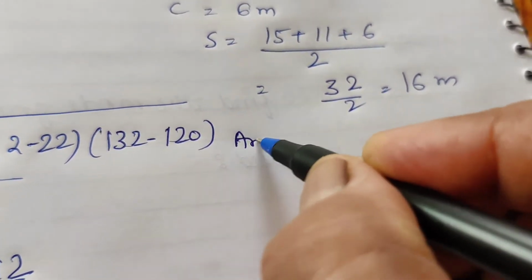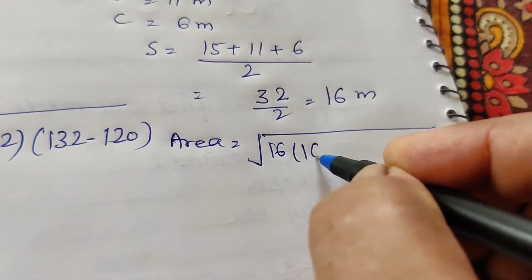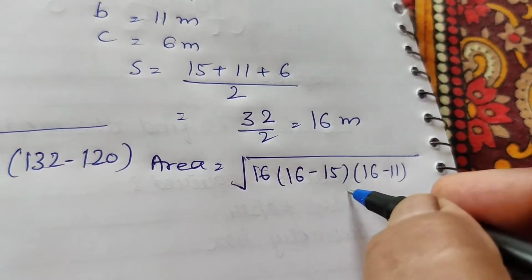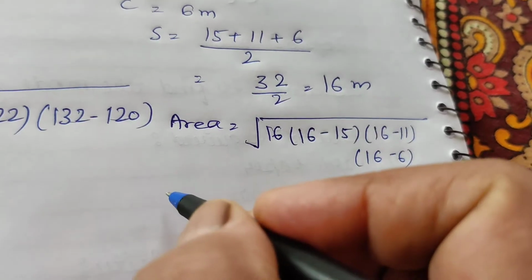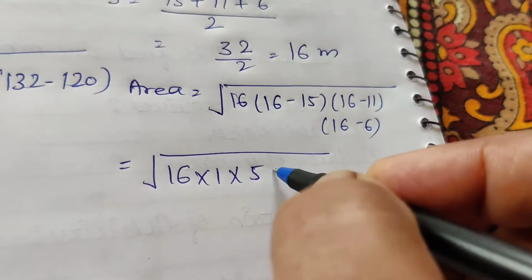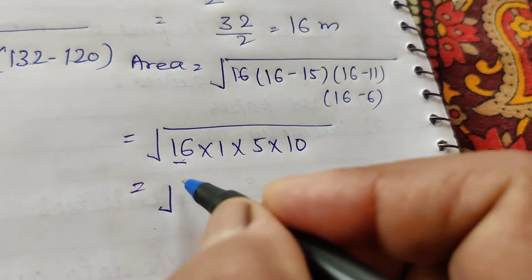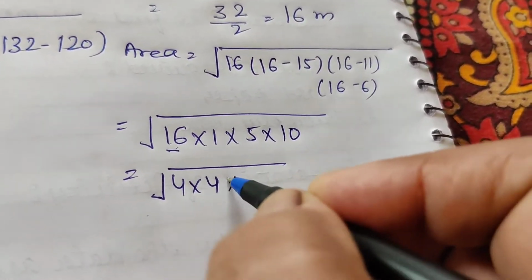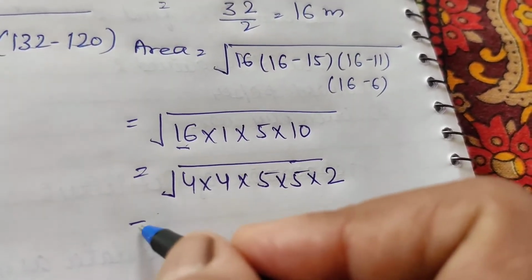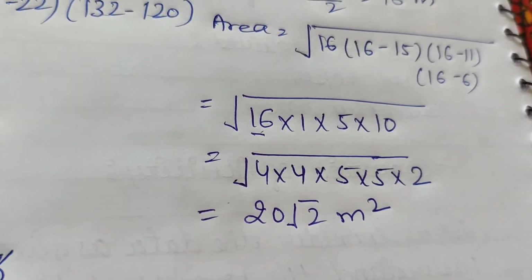Now area, under root S minus A, S minus B and S minus C. 16 into 1 into 5 into 10. Now here is a 4. You can write for 16 is 4 into 4, 5 into 5 into 2. 4 5 are 20, root 2 meter square. This is the area of the park.